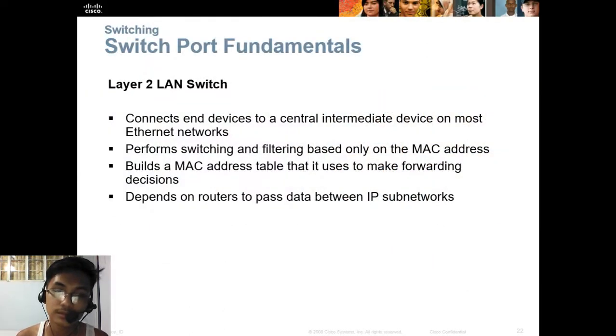5.3 LAN switch. It connects devices to a central intermediate device on most Ethernet networks. It performs switching and filtering based only on the MAC address. It builds a MAC address table that it uses to make forwarding decisions. It depends on routers to pass data between IP networks.